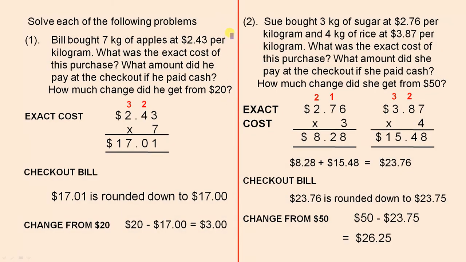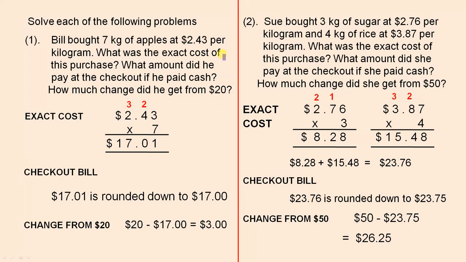Solve each of the following problems. Number 1. Bill bought 7 kilograms of apples at $2.43 per kilogram. What was the exact cost of this purchase? What amount did he pay at the checkout if he paid cash? And how much change did he get from $20?